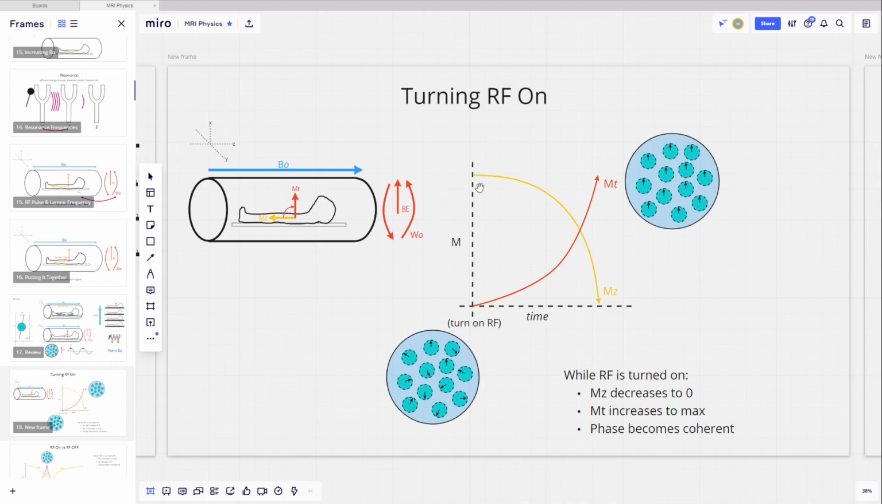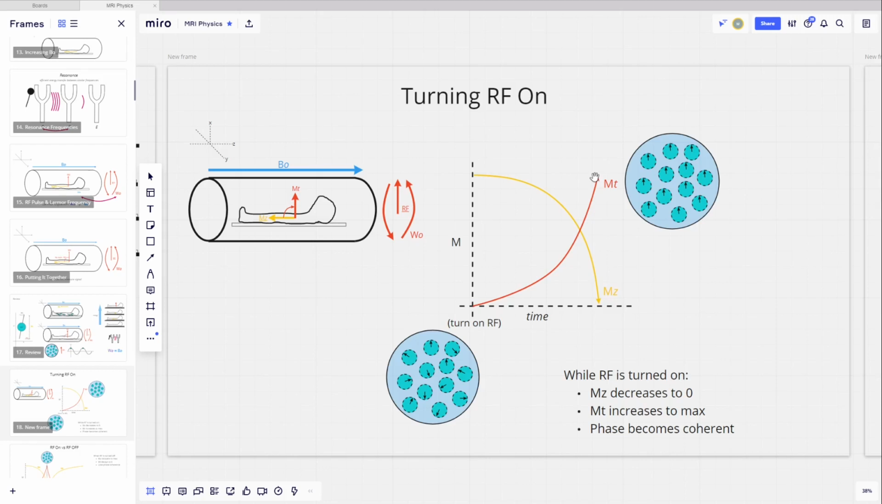Well, it's getting smaller all the way down until you don't have any longitudinal magnetization, okay? And what's happening with our orange arrow? Well, it's growing up until a maximum amount that's equal to the original value of our longitudinal magnetization, and this is our transverse magnetization right here in the orange. Okay, this is just a graphical representation of what's happening here.